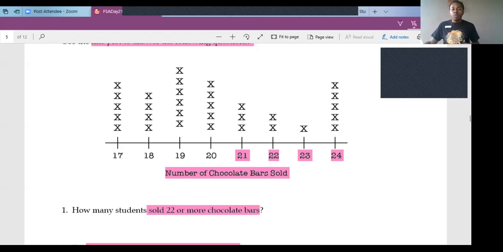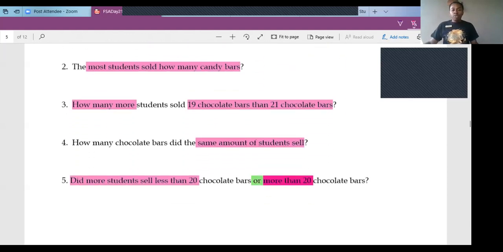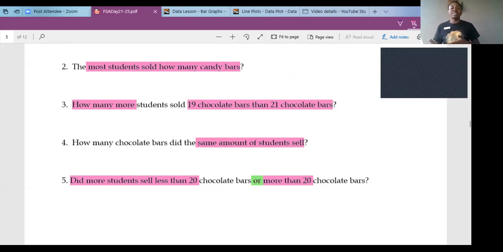Above 21, we have 1, 2, 3. If I keep going into 22, we have 4, 5, 6, 7, 8, 9, 10, 11. So more than 20 chocolate bars was 11. Students that sold less than 20 chocolate bars was 15. It asked, did more students sell less than 20 chocolate bars or more than 20 chocolate bars? Your answer is less than 20, because 15 is much greater than 11, okay?